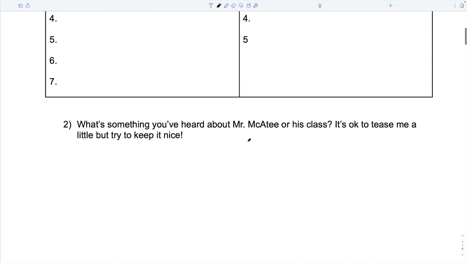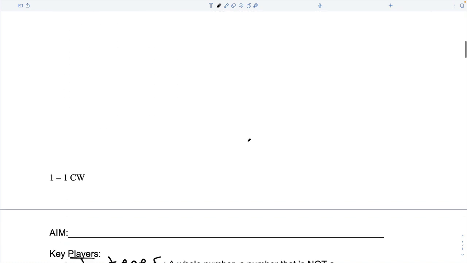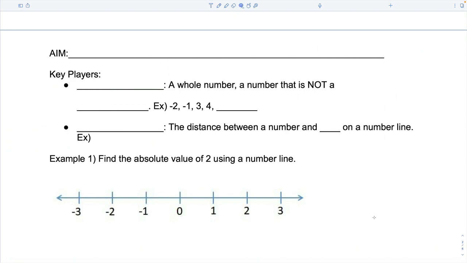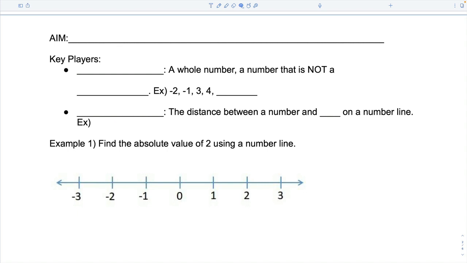If you've heard something about me, just jot it down, and we're on to the aim. This video is going to be a little bit quicker than normal videos. Normally you'll listen to a video of my class lesson. This one I'm just going to do a few examples. You're going to write down exactly what I write and complete all of the example problems.